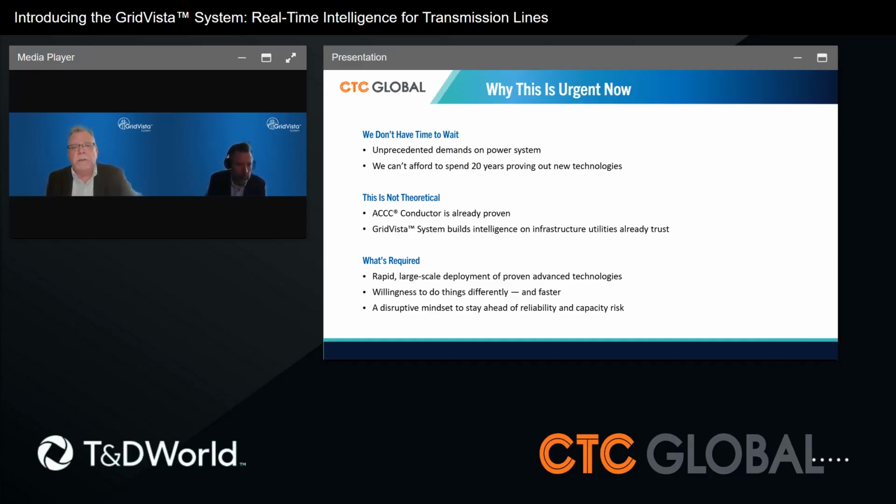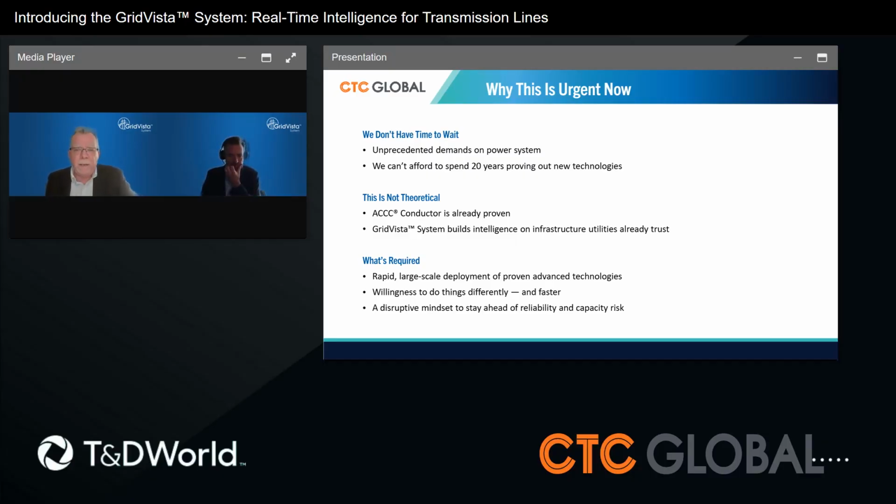Maybe we ought to install a switch on a line to reduce the exposure to outages. Maybe we need to reconfigure a substation. Maybe we need to install ACCC GridVista on select lines to better understand what's really going on, and whether the age of that structure is really an issue or not, and not just assume that, oh, that structure's 50 years old, we need to replace it in 5 years. That may not be true.